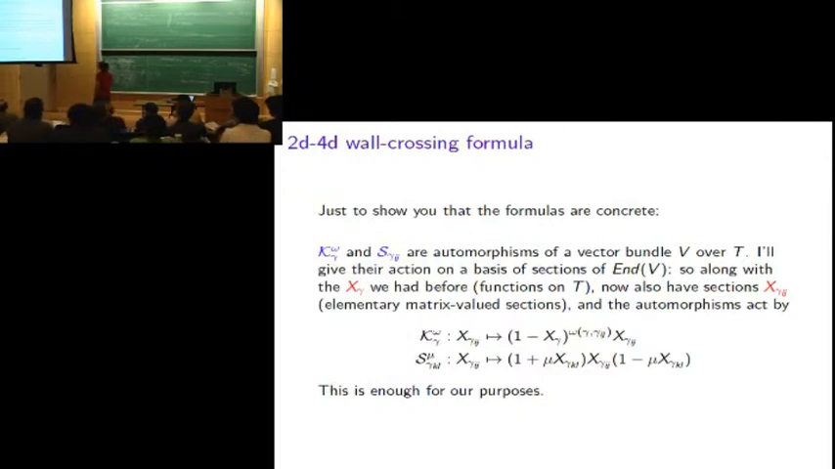Those were functions on T. And now you also have some canonical sections, x gamma ij. Those are sort of elementary matrix sections of the endomorphisms of V. And I just tell you how it acts on the endomorphism bundle of V. It acts by these kind of formulas. So this formula is virtually the same formula we had before, just now with this little omega appearing. And this new formula, well, that's more or less the formula that was in Davide's.